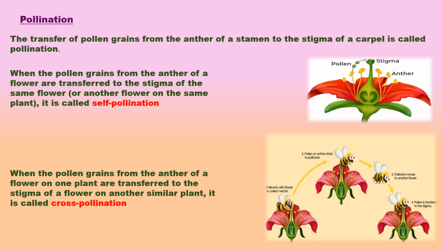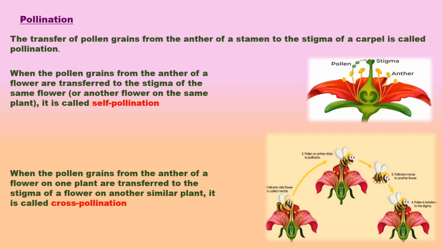Self-pollination. When the pollen grains from the anther of a flower are transferred to the stigma of the same flower, or another flower on the same plant, it is called self-pollination. Cross-pollination. When the pollen grains from the anther of a flower on one plant are transferred to the stigma of a flower on another similar plant, it is called cross-pollination.